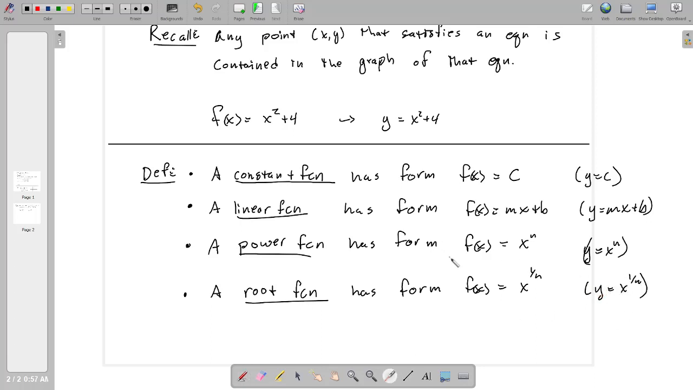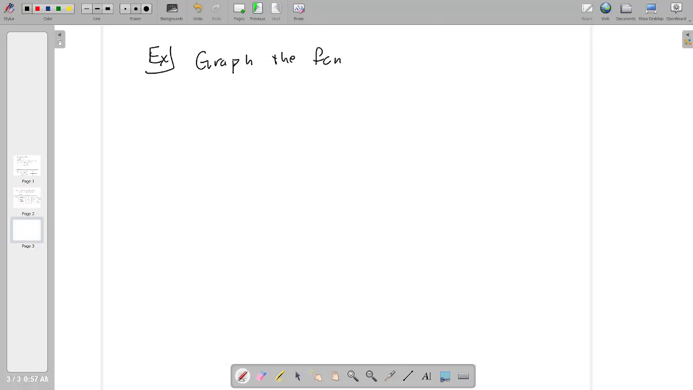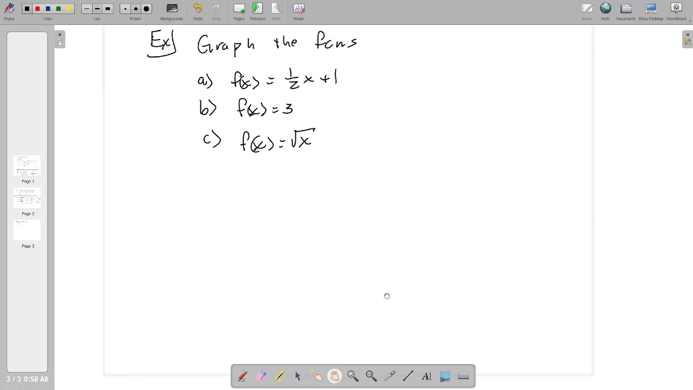Remember, f of x and y are essentially the same thing. y is referring to the coordinate plane. f of x is referring to the algebraic rule of the function. Let's do an example here. Graph the functions: a, f of x is equal to 1/2 x plus 1. b, f of x is equal to 3. And c, f of x is equal to the square root of x. Now to do these three, we're going to plot points. Later on, we'll get into a few of what we call parent graphs, but for right now, we're still plotting points.